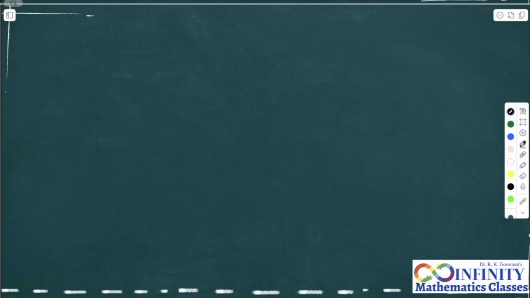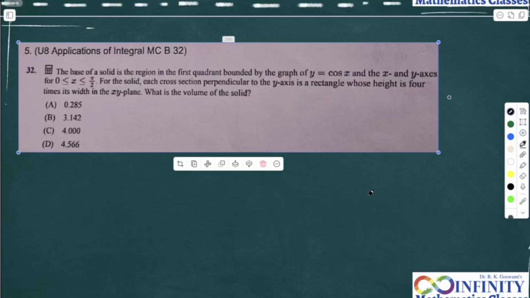Next question given to you. Let's read the question. The base of a solid is the region in the first quadrant bounded by the graph y equals cos x and the x and y axis from 0 to pi. Okay, from 0 to pi by 2.